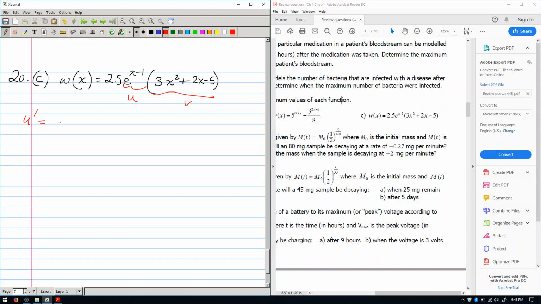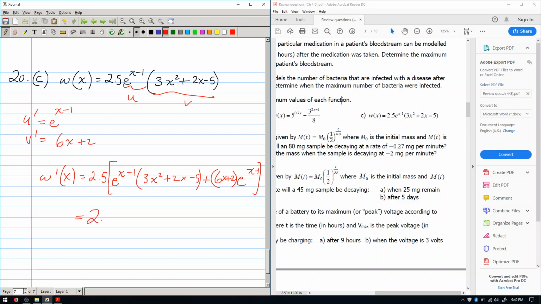If you have e to the x and there's no coefficient in front of x, and it's not like x squared, it's just x, the derivative is going to be itself. Okay, so remember that as a cardinal rule. V prime is going to be 6x plus 2, and I can apply my product rule. W prime of x equals 2.5 bracket u prime times v plus v prime, 6x plus 2, times u.